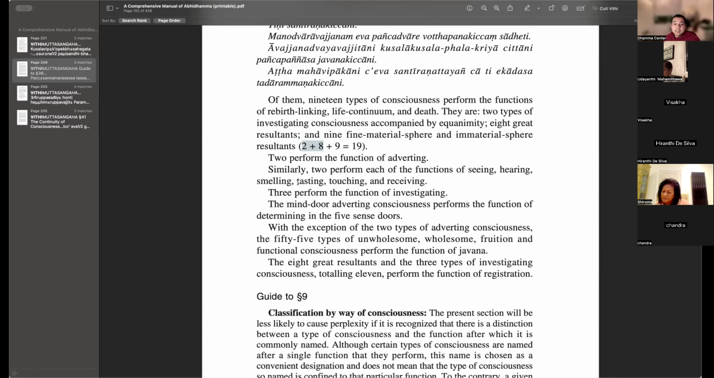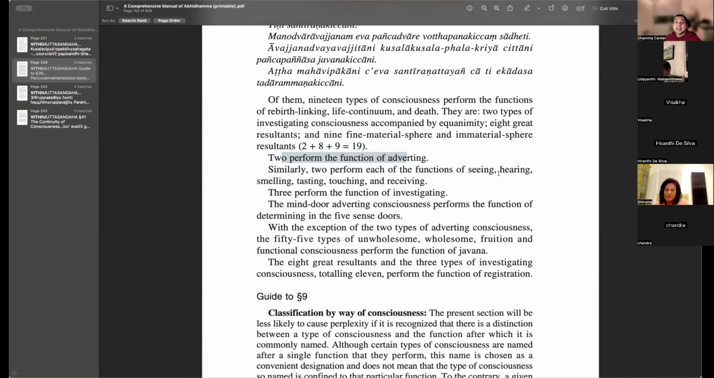Altogether 19 there. Put a star there, that is very important everyone. Please remember how that 19 is formed. It will keep on coming up for us. To perform the function of adverting: the manodvara and the pancadvara adverting. To perform each of the functions of seeing, hearing, smelling, tasting, touching, and receiving.